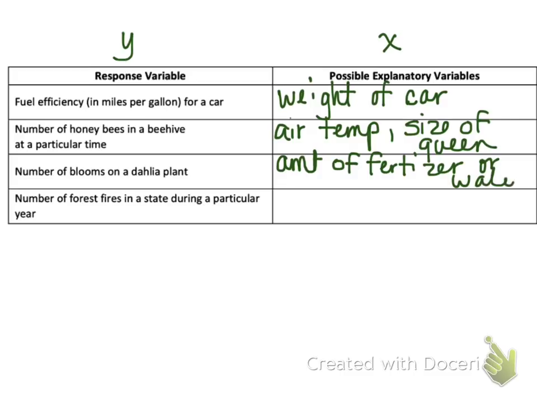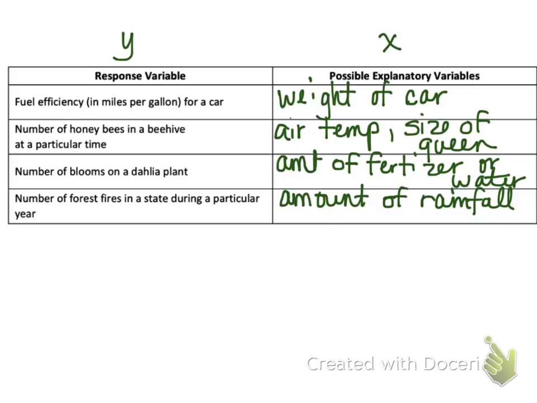That's given to the plant. Okay, so number of blooms. Number of forest fires in a state during a particular year. Okay, so this is for California right now. I'm thinking, first thing that comes to my mind is amount of rainfall. The amount of rainfall has an effect on the number of forest fires for sure.